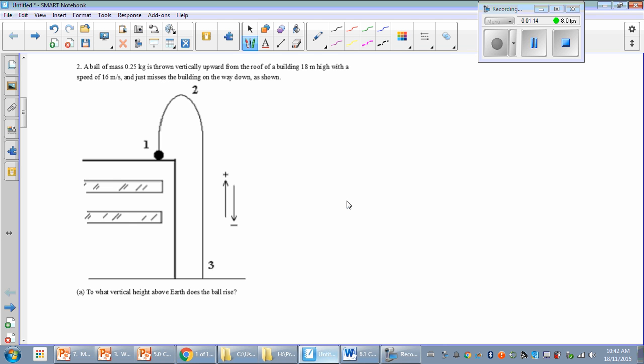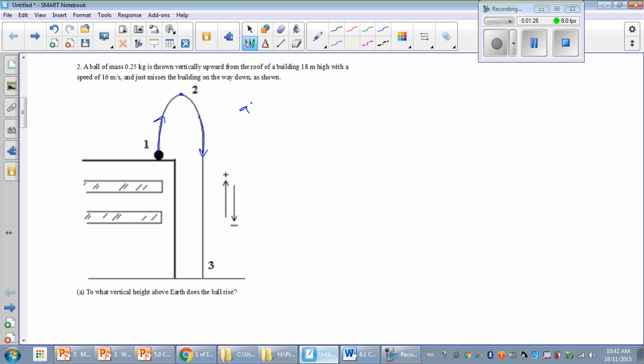shows a ball being thrown vertically upward from the roof. So it's starting at position 1 and it's going up, and then it gets to a high point where it goes down and it lands on the ground probably at a faster speed than it started at. And part A says, what height does it rise to?